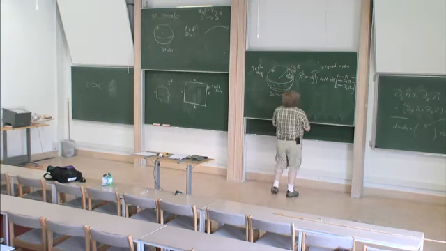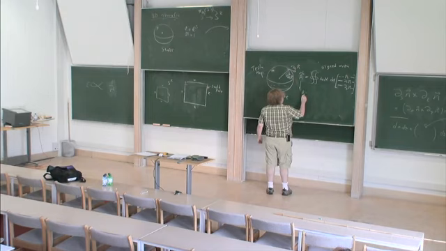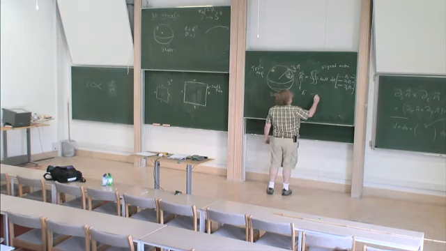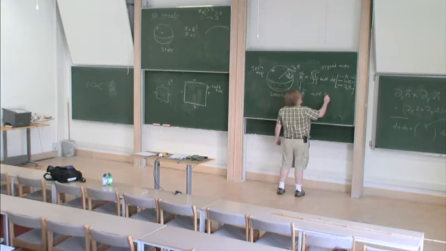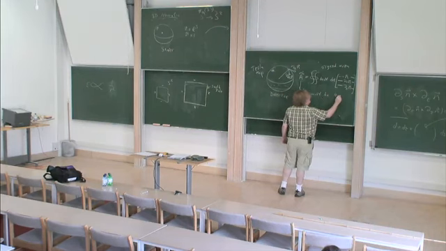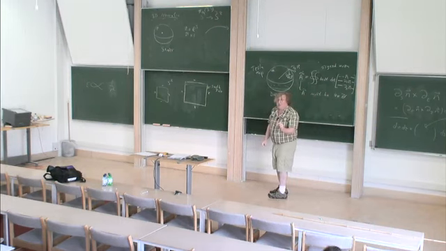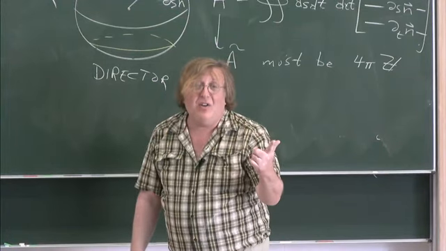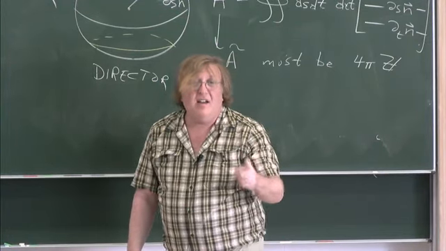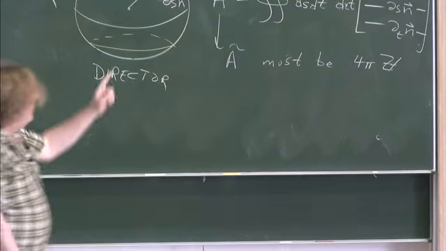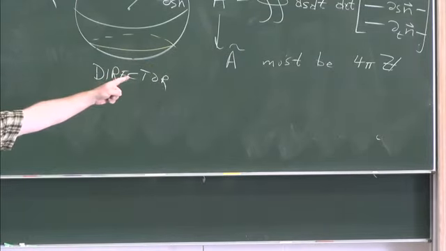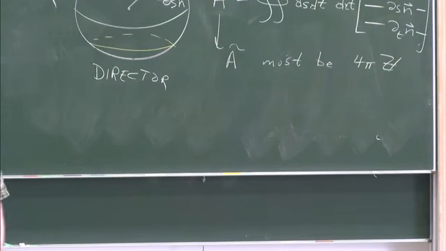So this area must be 4 pi, that's the area of the sphere, times the integer. It's another topological invariant. Now I'm going to show you another way you can see it, and this one's the best way. Since that's a determinant, it's a Jacobian, what I'm going to do is I'm going to go back to my pre-image. Remember the pre-image?